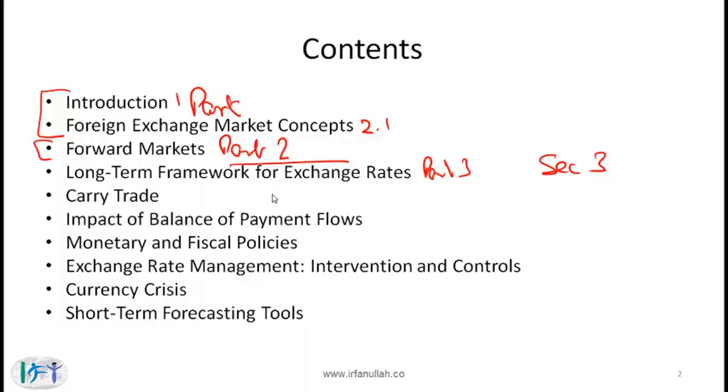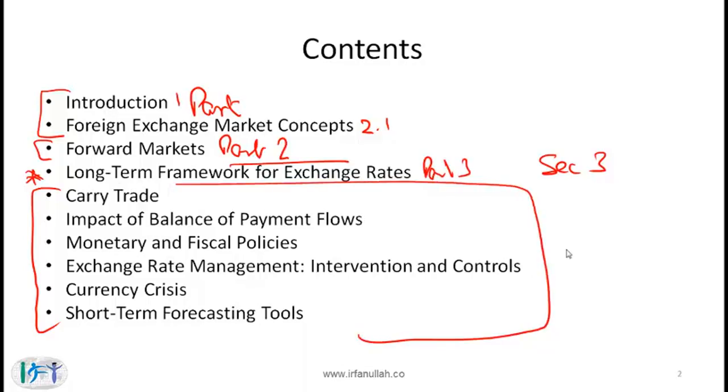It covers purchasing power parity, various other parity relationships and so on. So this is actually critical, and I think from an exam perspective you need to be on top of this segment. And then finally, sections 4 through 9 in the curriculum are relatively short, and these have been bundled together in part 4. So all this is part 4 of my video lecture series.